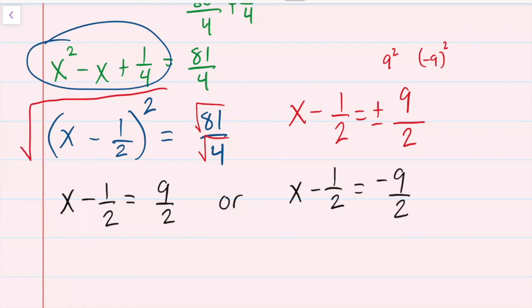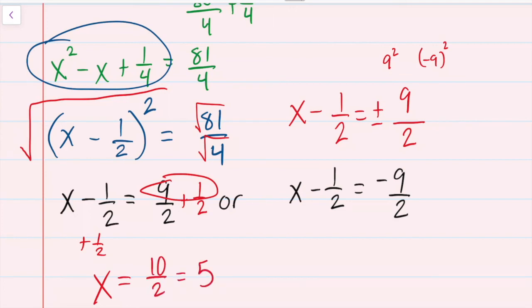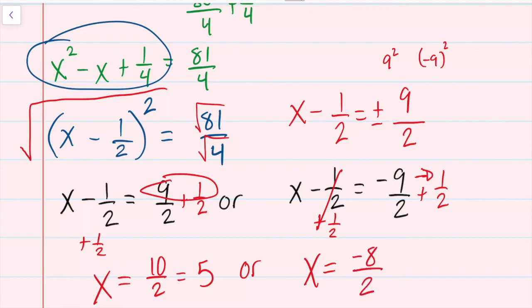So here we go. Let's start solving. Plus 1/2, plus 1/2. Let me just write it next to each other right here. Well, remember how to add fractions? The top gets added, the bottom stays the same. So x is equal to 10/2, which is the same thing as 5. Or, let's do this one, guys. Plus 1/2, plus 1/2. So x equals, what's negative 9 plus 1? That's negative 8/2, which is the same thing as negative 4 right there.